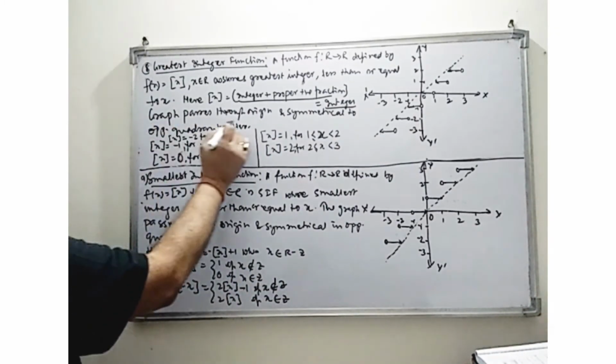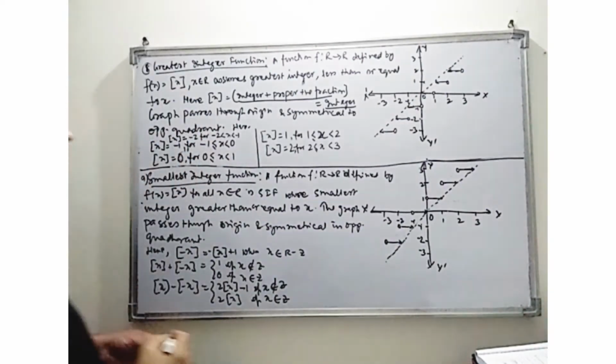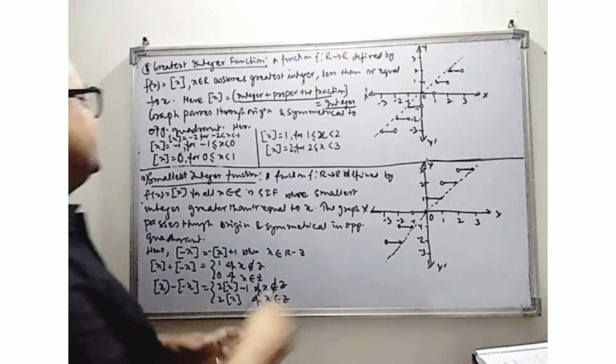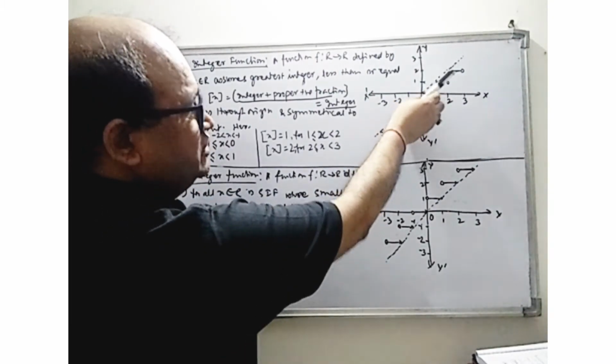But this graph passes here. These are the observations. This graph passes through the origin, and also this graph is symmetrical to the opposite quadrant.